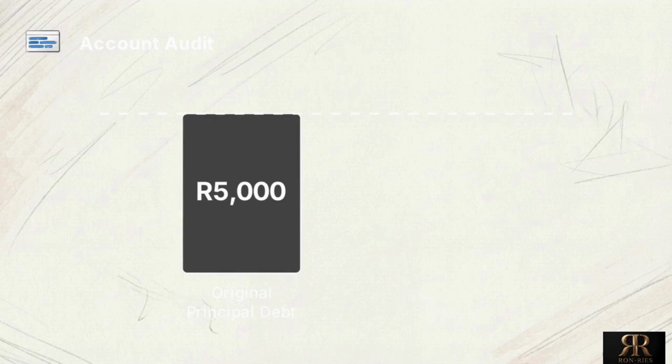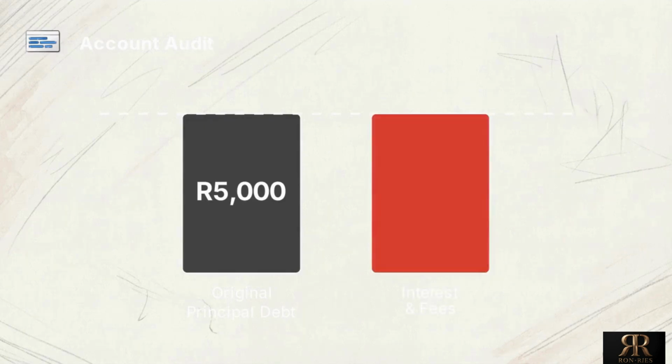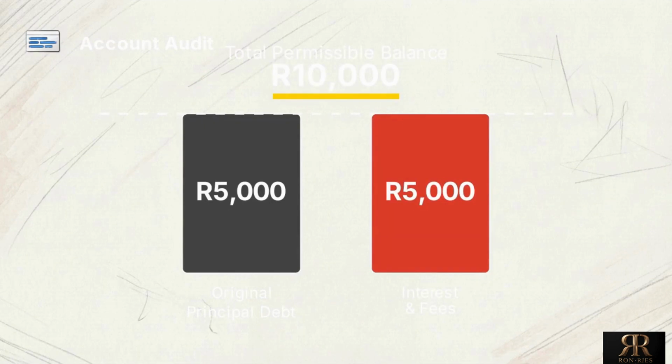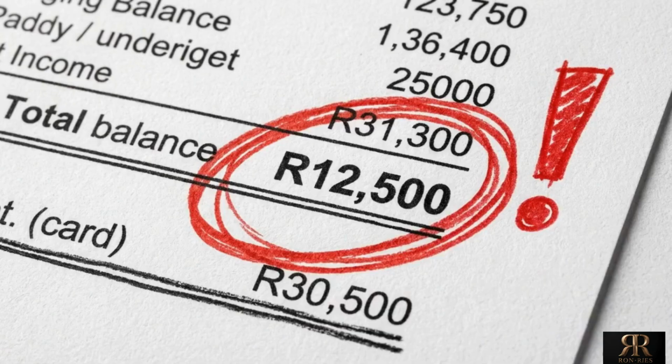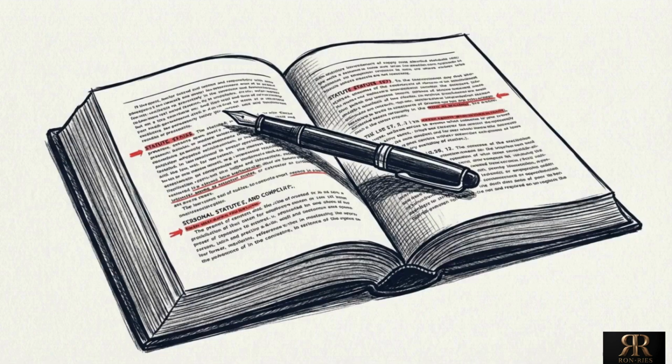If your principal balance is 5,000 Rand, the absolute maximum legally permissible balance the creditor can pursue is 10,000 Rand. If your credit report shows a balance inflated past that legal cap, the creditor is violating the National Credit Act. This renders the listing unlawful, giving the bureau clear grounds to intervene.